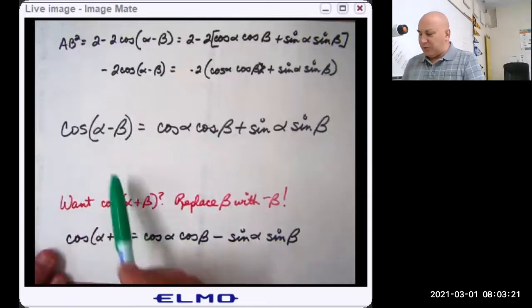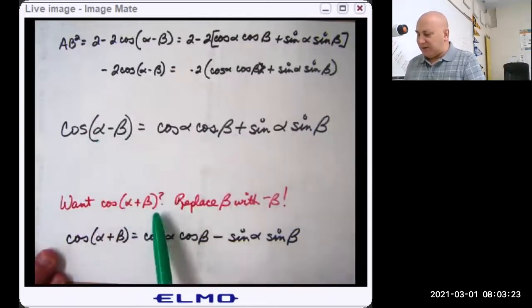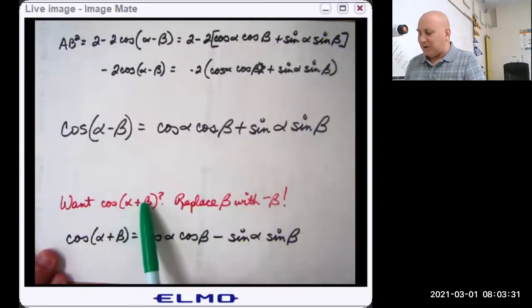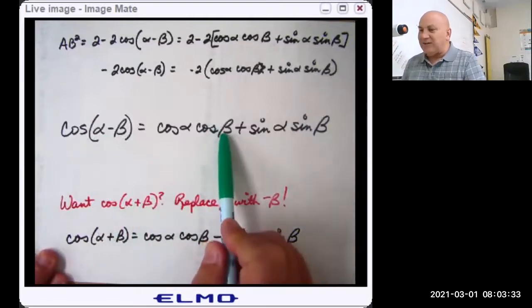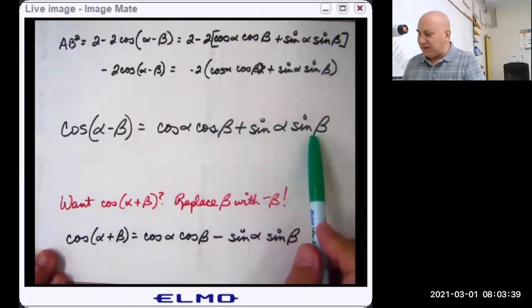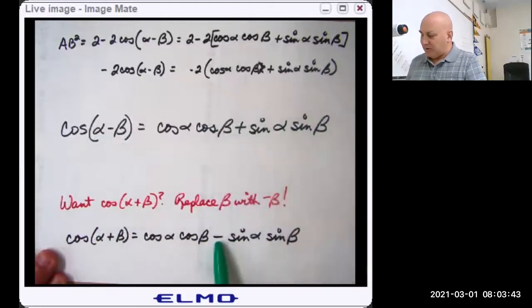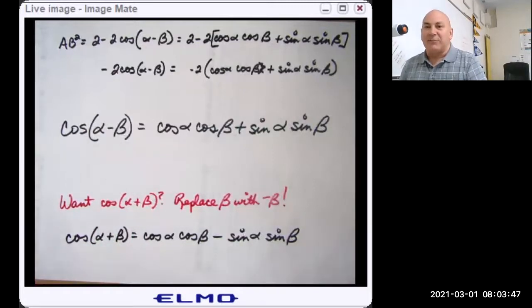And if you want to know what cosine of A plus B is, well, we know that if you replace B with negative B, that would be cosine of A plus negative B, or A minus B. Cosine of negative B is cosine B. That's our even function. Sine of negative B is negative sine B. And here's our formula then for the cosine of A plus B.